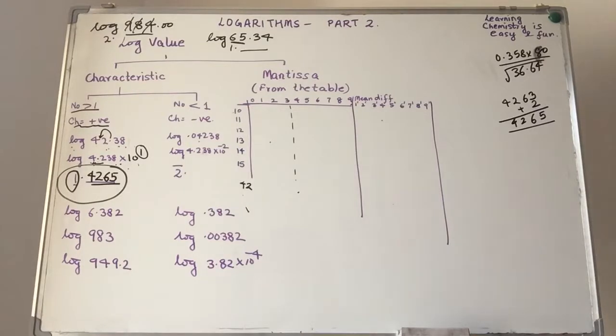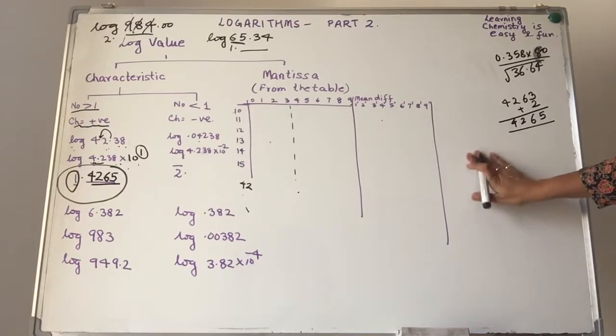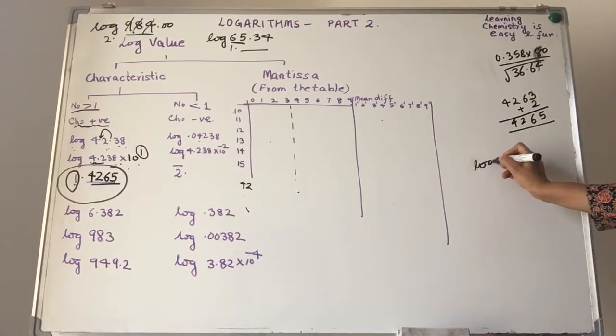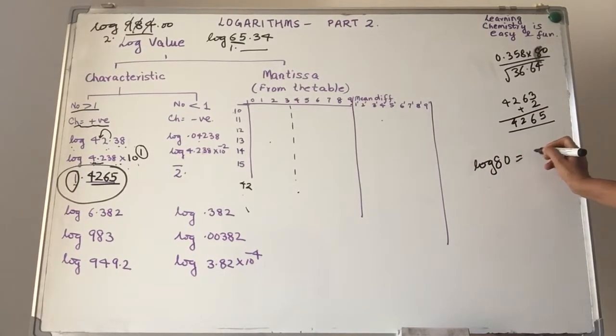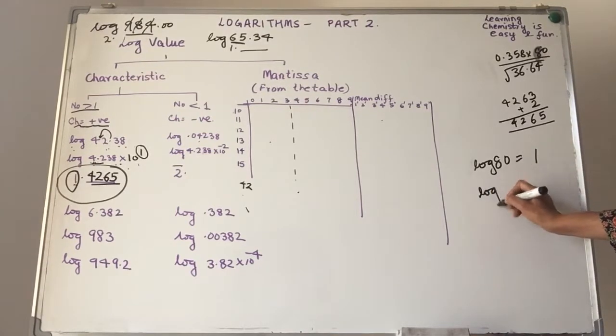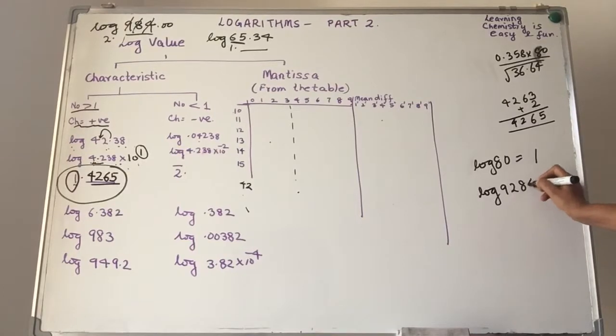So, the characteristic. Let's suppose I have 0.35, this becomes a number less than 1. Log of 80. What will be the characteristic of this? Yes, 1. Log of 9284. What will be the characteristic of this? I'm just writing the characteristic, please. The mantissa comes from the table. 1, 2, 3, 4. There are 4 digits before the decimal.